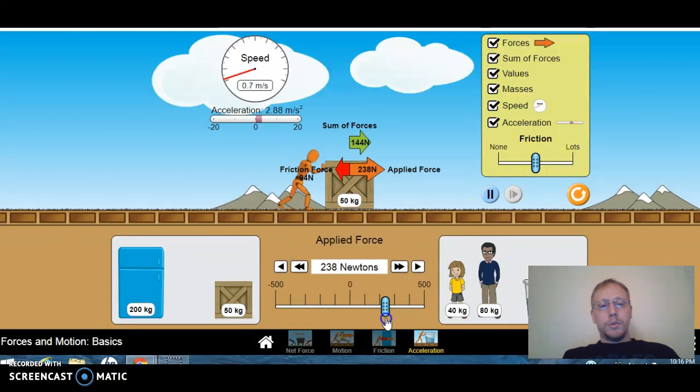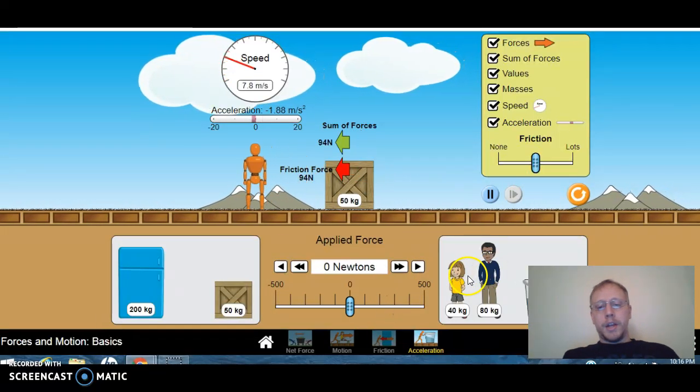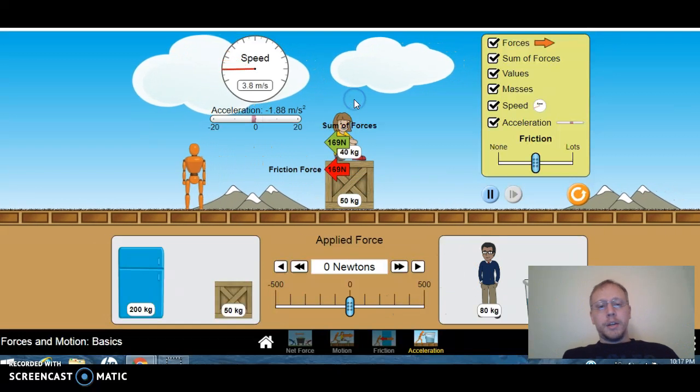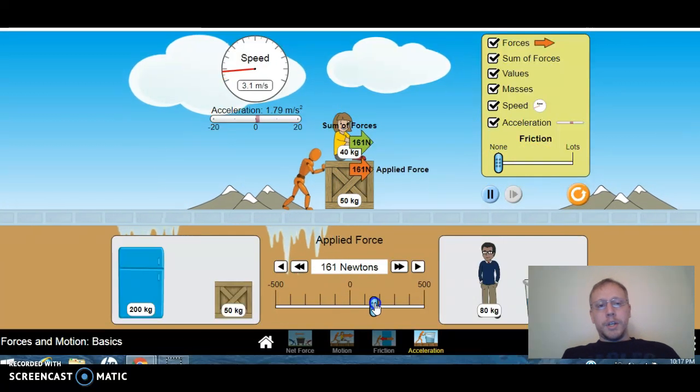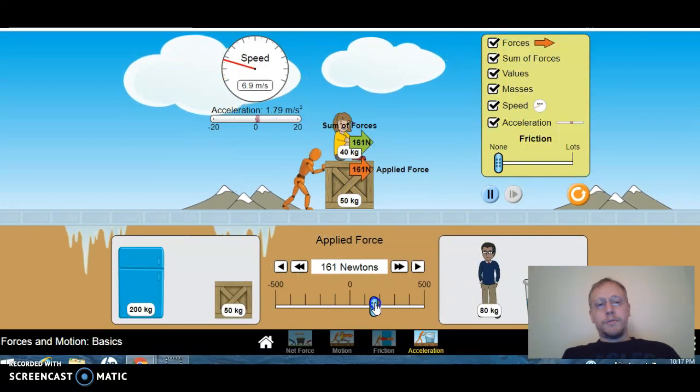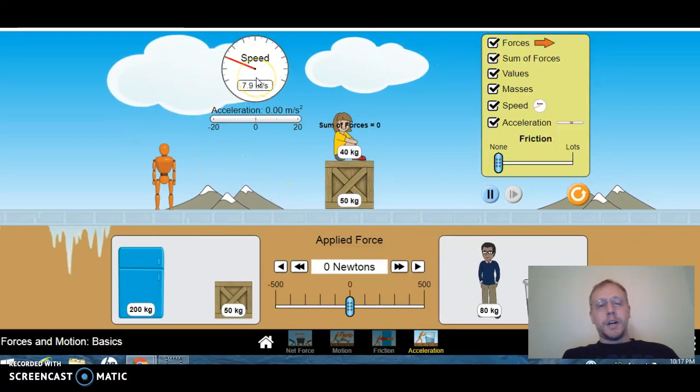So they can push here on this little block. They can add things to the block. They can see that it slows down. They can turn the friction off. And then do an applied force. And one thing that's cool is if there's zero friction, as soon as you let go, the thing keeps moving and it stays at a constant speed.